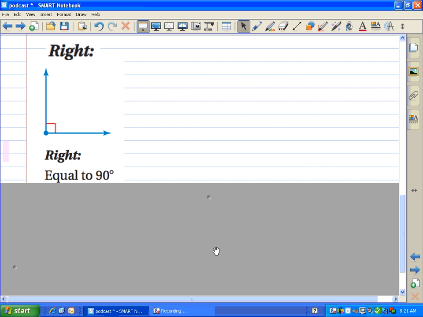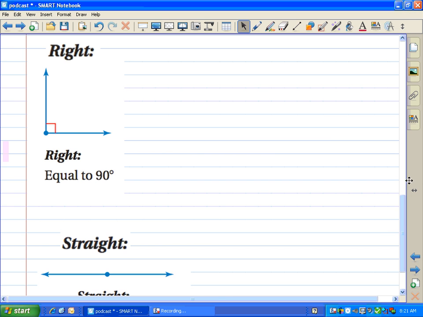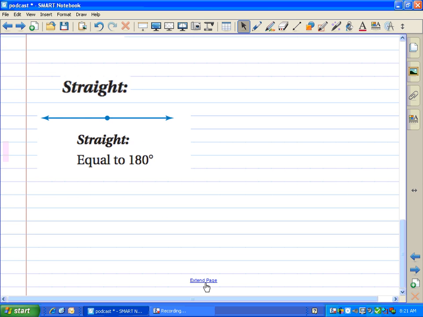Right angle. A right angle, usually identified by a box or square, is always 90 degrees. A straight angle would be a straight line, and a straight angle or a straight line always contains 180 degrees. Straight angle, 180.